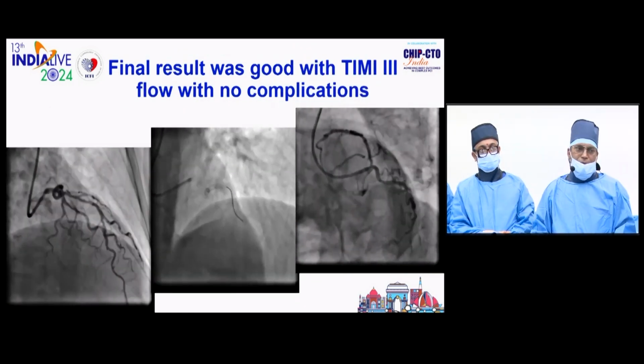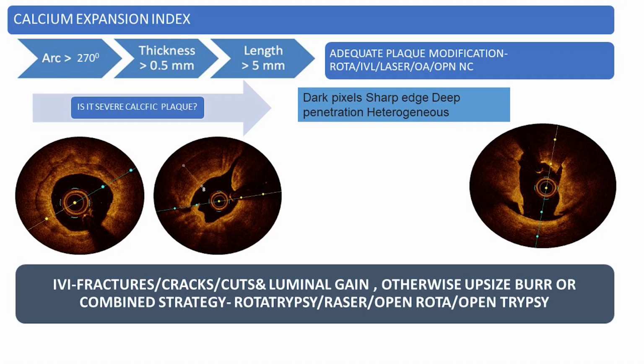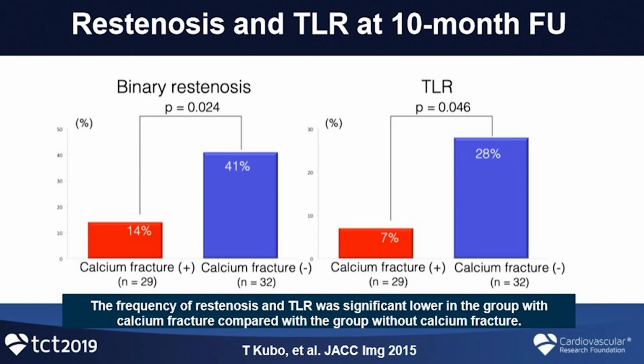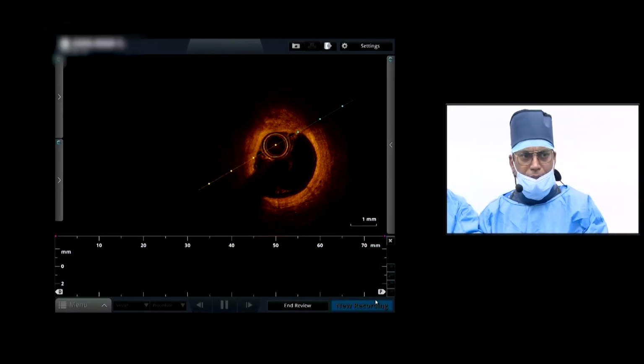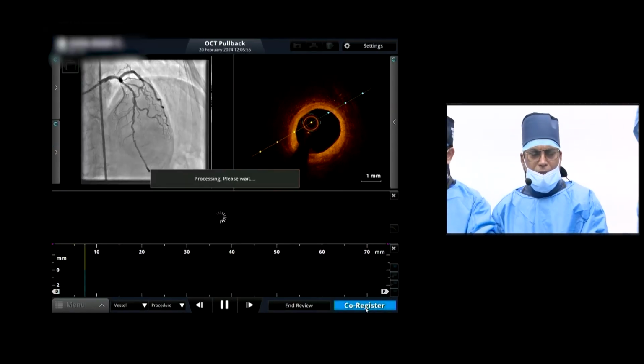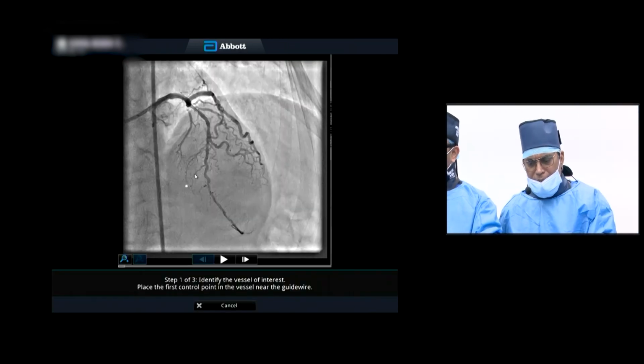Simultaneously we will acquire the OCT of the LCX. Our intention is, if the calcium is significant, with thickness more than 0.5, length more than 5 mm, and arc more than 270 degrees, we will go ahead with orbital atherectomy, followed by plaque modification assessment with OCT again for evidence of fractures and any gain in mean luminal area, and subsequently image-guided stent implantation and optimization of the stent implantation. Now we acquired the OCT prior to the PCI procedure. Let me show the analysis of the OCT.